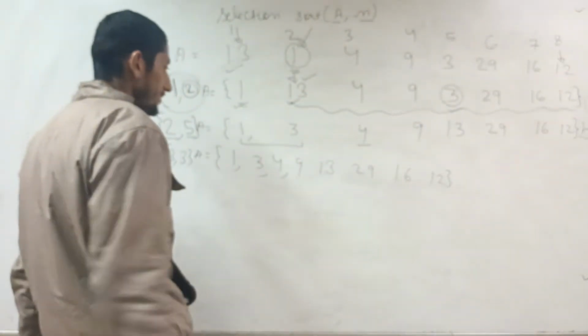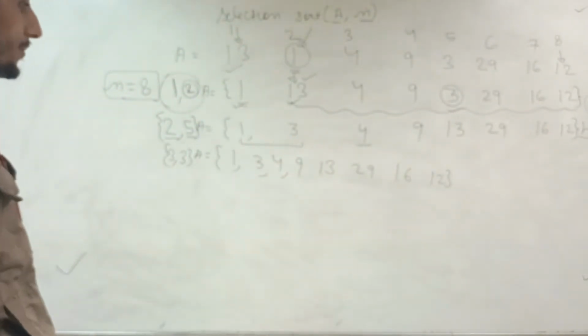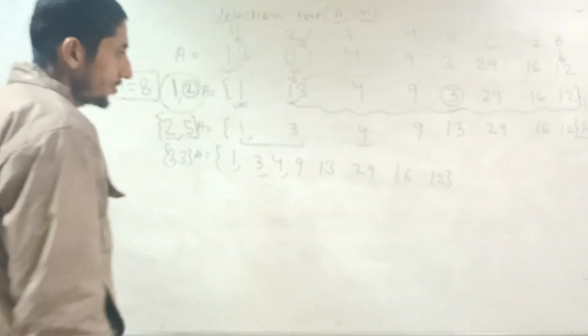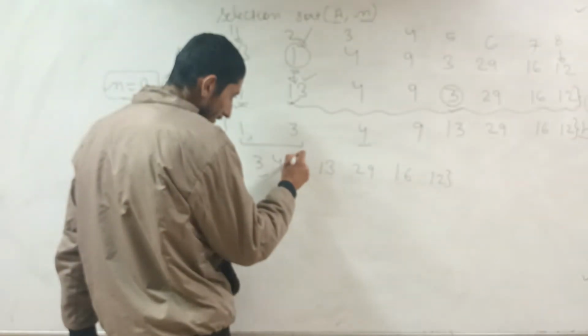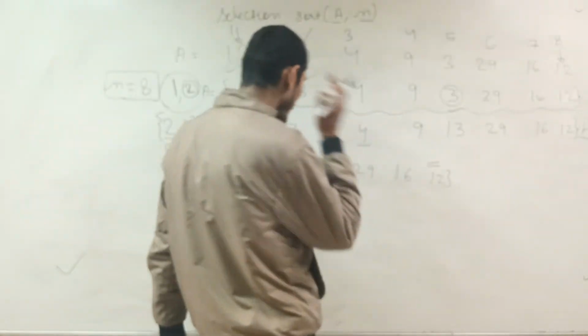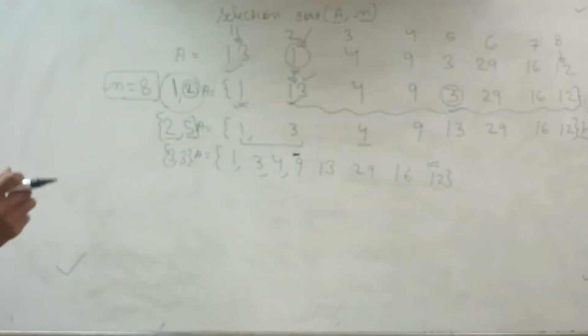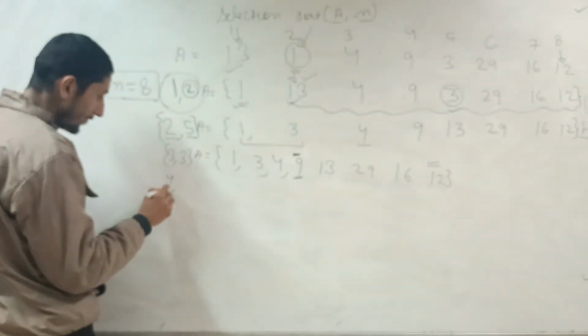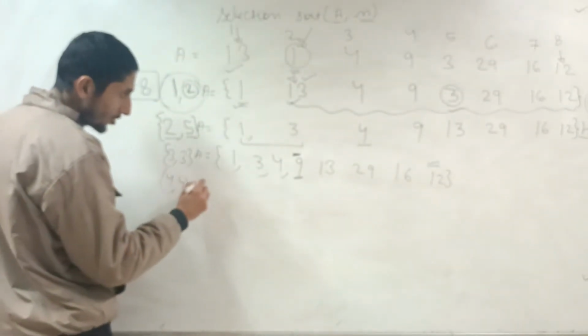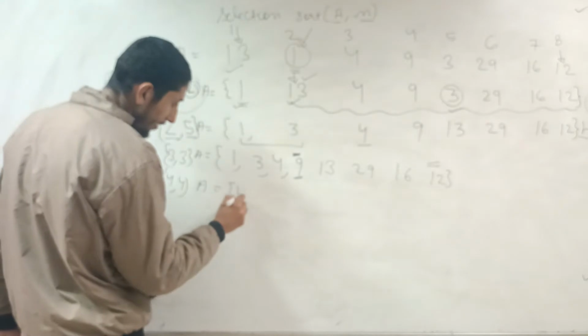Then I will repeat the same procedure, but now I will start with 4. From here I will start and till here I will go. What is the position of the smallest element? That is 4 itself. So 4 will be swapped with 4, so there will be no change inside the array.